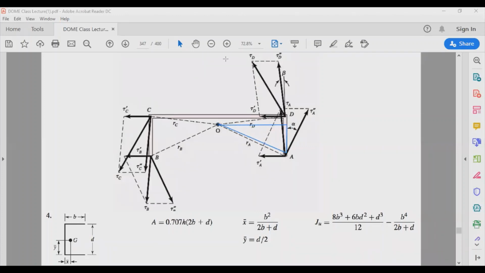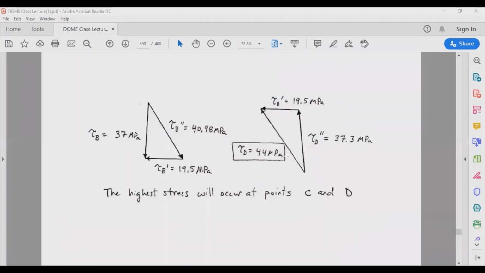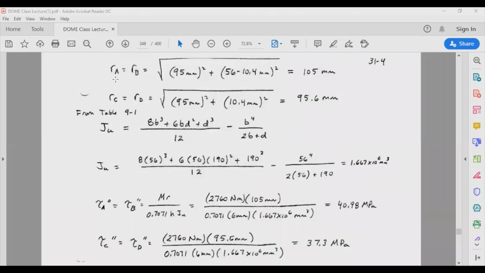So that distance here is, like I said, 10.4, and then we're subtracting this total dA. So you can get this edge of this triangle, and then you can get RA like that. Okay, so let's come back to here. You get RA, RC, and then JU from the equation. Then we can get the value of your secondary shearing, tau A double dot and tau B double dot. And you can get tau C and tau D double dot in a similar manner.